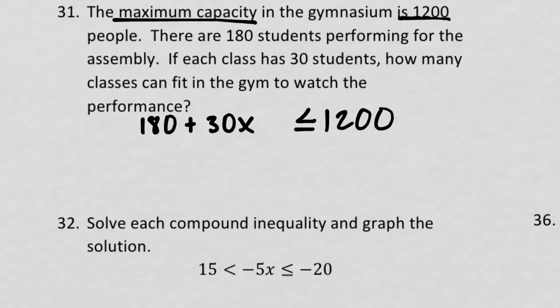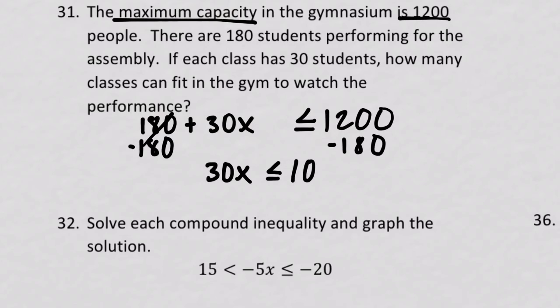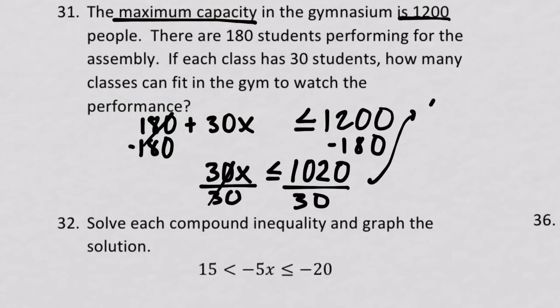We're going to first subtract 180. That's going to leave me with 30x is less than or equal to 1,200 minus 180, which is 1,020. Finally, I'm going to divide by 30 on both sides. That's going to leave me with x is less than or equal to 1,020 over 30. You can cancel the 0, so it's basically 102 divided by 3. That's going to be 34.